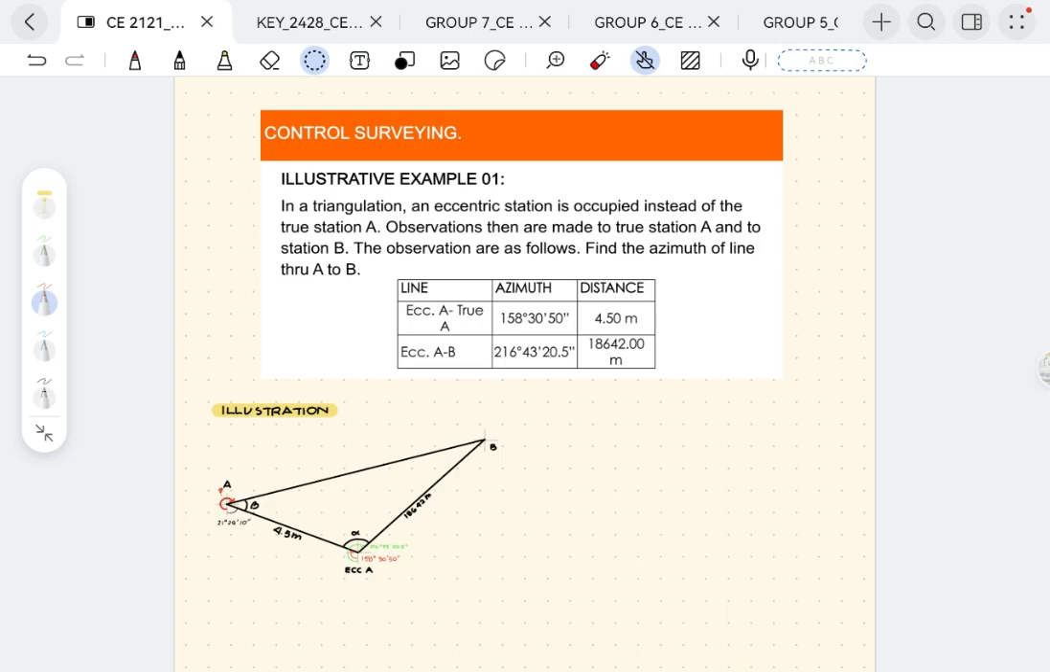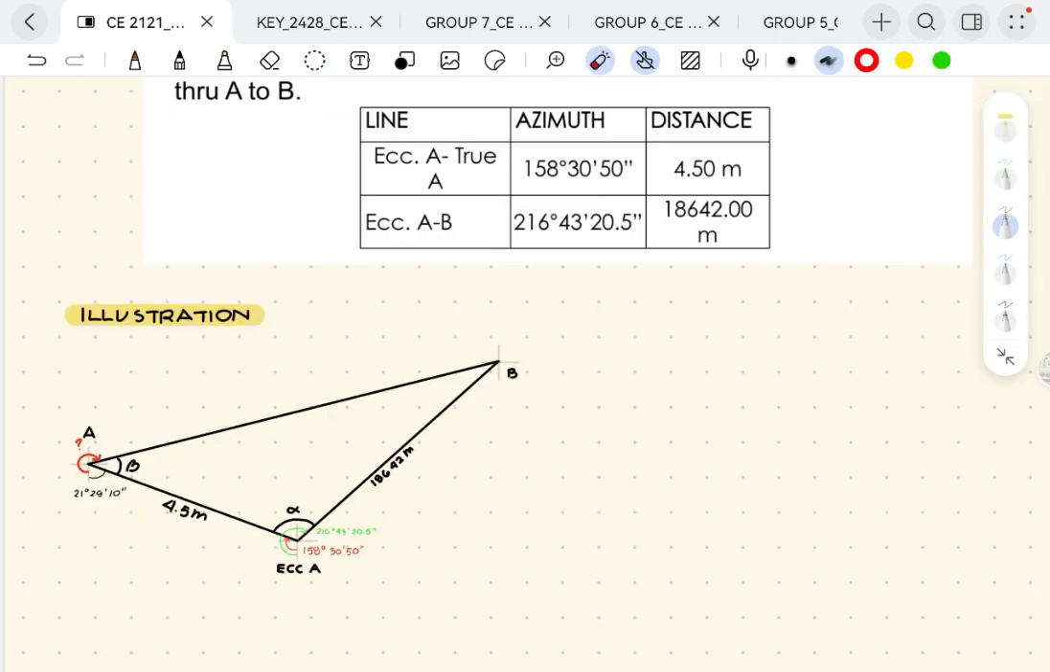So the first thing that I did was to graph or to illustrate the table shown. Let's go through it step by step. We have eccentric A starting from here. This is true A and true B. It says here that the azimuth from eccentric A going to true A is 158 degrees, 30 minutes, and 50 seconds. Here we started from the south, rotating 158 degrees, 30 minutes, and 50 seconds. That is eccentric A going to true A. And that has a distance of 4.5.